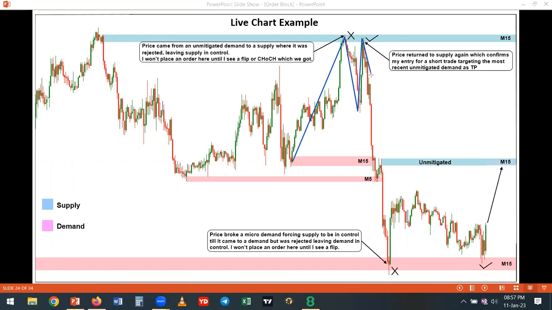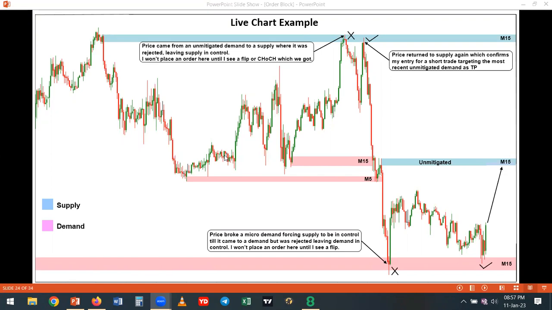The price market has changed its direction. It's not coming down. This is a flip. So when you hear demand or supply flip, that is what it means. And you are looking for a flip or a change of character, especially when price is coming from an unmitigated order block to another unmitigated order block. Now look at another one.